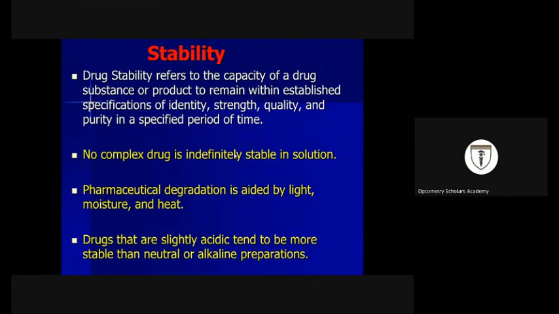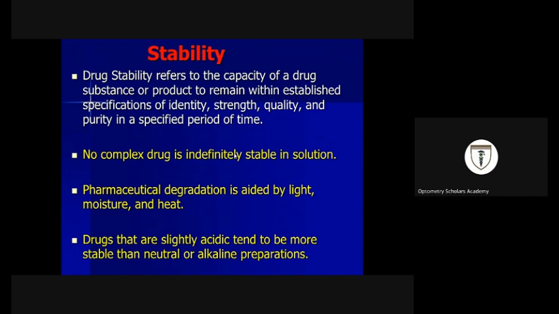Now, talking about drug stability. Drug stability refers to the capacity of a drug substance to remain within established specification of identity, strength, quality, and purity. So drug stability means the ability of a drug to still retain its strength, its identity, which means its form and appearance, its quality, and purity over a period of time.